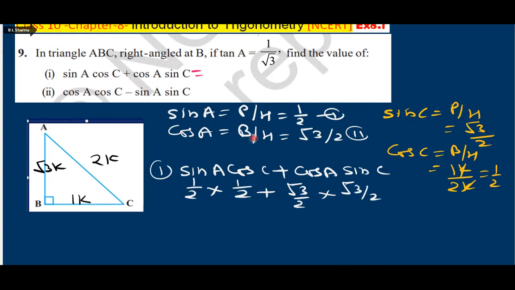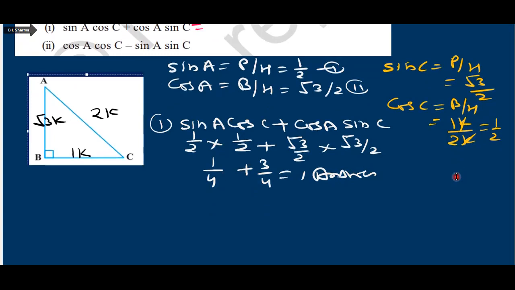See, sin A is 1 by 2. Cos A, that is root 3 by 2. Sin C, that is root 3 by 2. Cos C, that is 1 by 2. This 1 by 2 and 1 by 2, that is 1 by 4, plus 3 by 4, that is 1. So the answer of the very first part is 1.